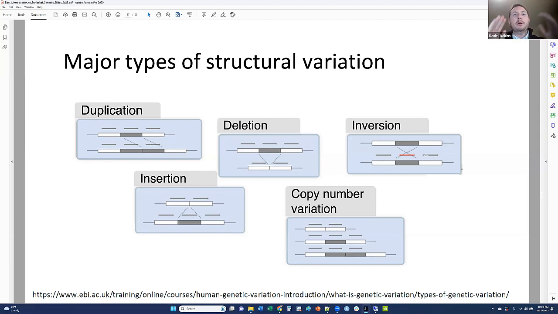An inversion. Remember, an inversion is when a chunk of DNA gets flipped into the same locus, which in some cases is harmless, right? But if one of the boundaries of that flip is within a gene or an important regulatory region, it can cause some problems. We've got an insertion. That's when a novel chunk of DNA gets spliced in.